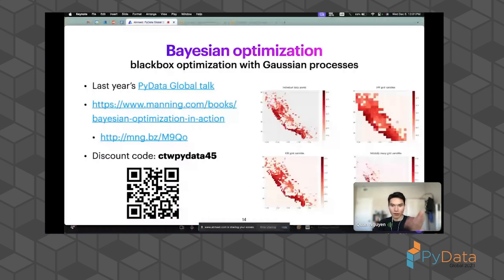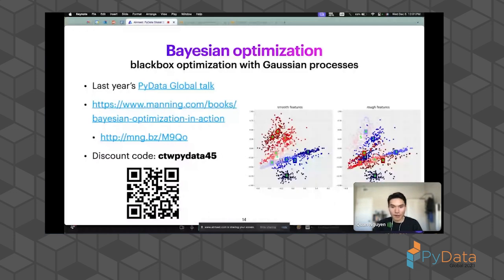This is a plot from modeling housing prices in California. This is a plot where we combine a neural net with a GP.